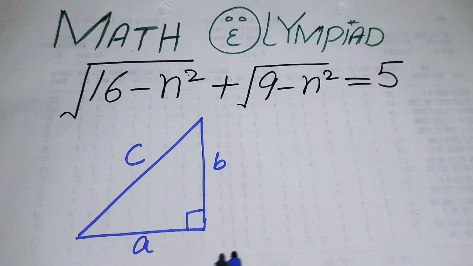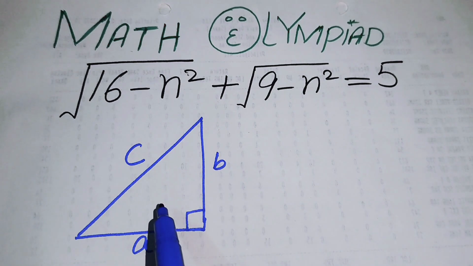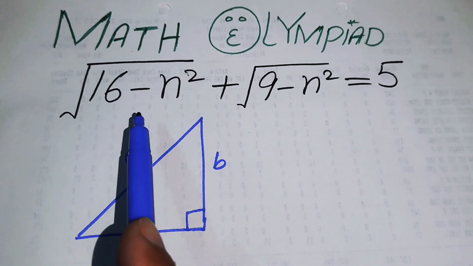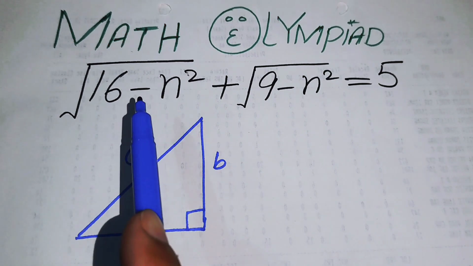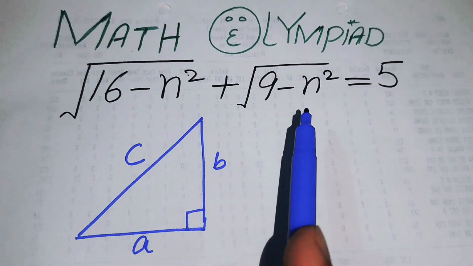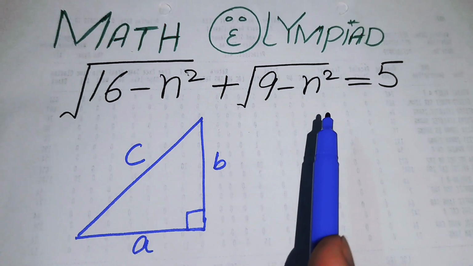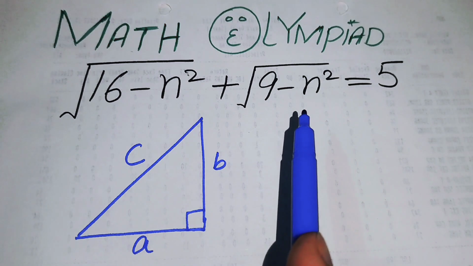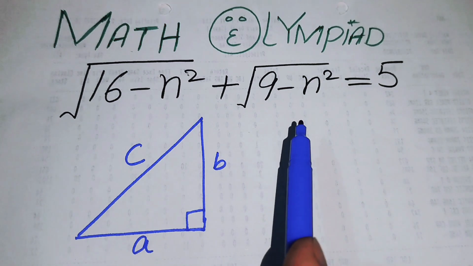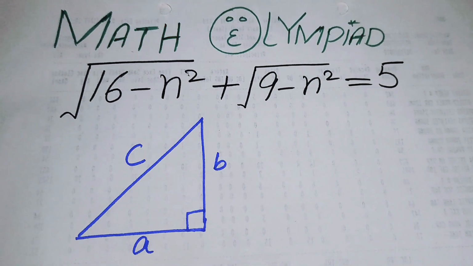In this video we are going to solve this nice algebra problem, and here we have a nice radical problem: the square root of 16 minus n square plus the square root of 9 minus n square equals 5. And now we solve this problem by using the geometric technique. So here we just solve this problem by using the geometry concepts or geometric formulas.